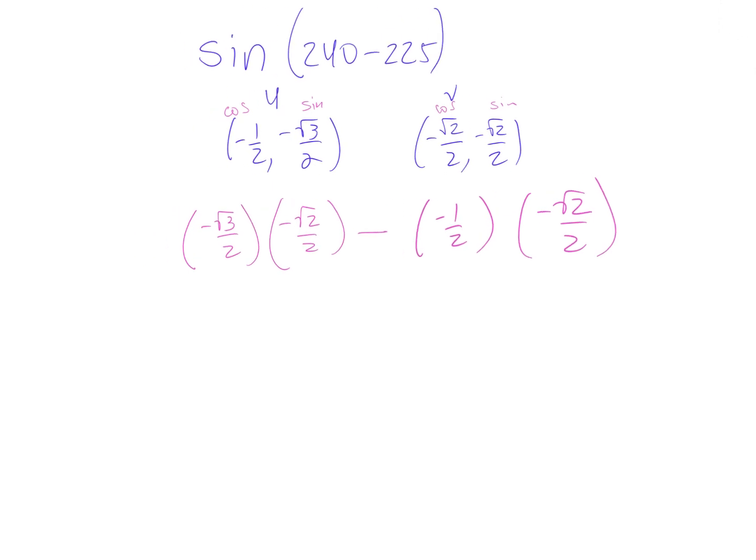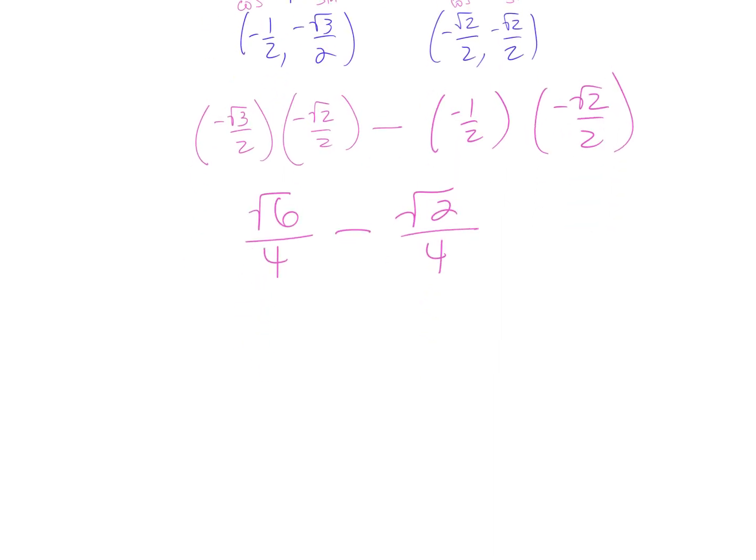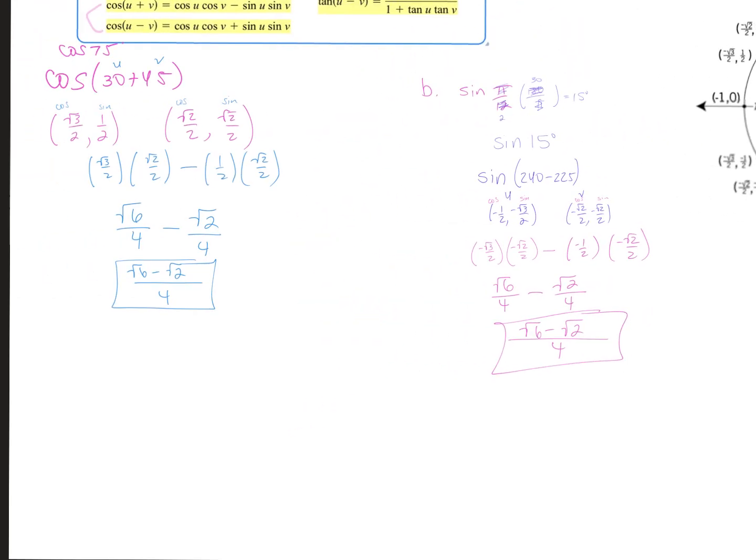What's -√3 times -√2? Positive square root of 6 over what number? 4. Minus, what's -1 times -√2? Right, square root of 2 over, what's 2 times 2? 4. How can I simplify this? Square root of 6 minus the square root of 2 over 4. That's it.